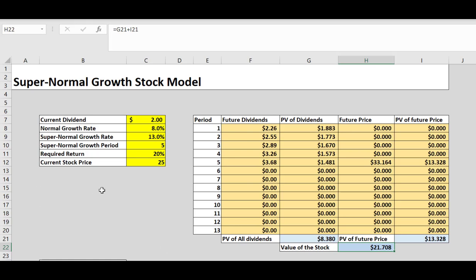But what would happen if the super growth period lasted longer, maybe we could get 7 years out of it? How would that affect the value? Now we're at $22, right? We've increased the present value of the dividends. We've increased the price, but it's also further out there, so now the present value of the price is down a little bit. We're still at $22.91.